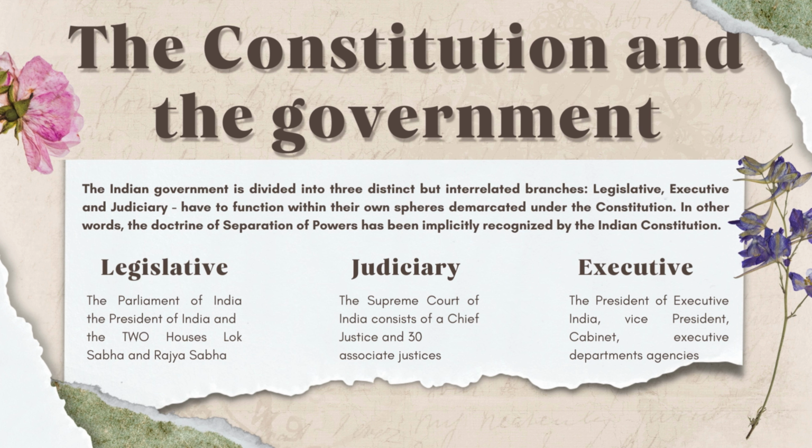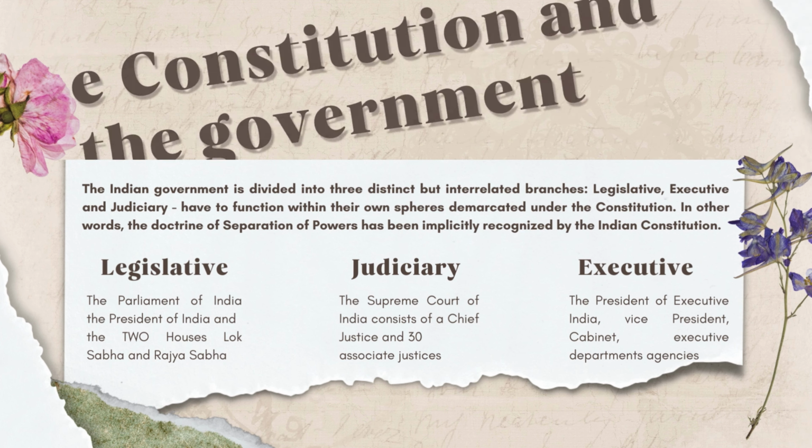The legislative includes the Parliament of India, the President of India, and the 2 houses, Lok Sabha and Rajya Sabha. The judiciary includes the Supreme Court of India, which consists of a Chief Justice and 30 associate justices. The executive includes the President of India, Vice President, Cabinet, and executive department agencies.